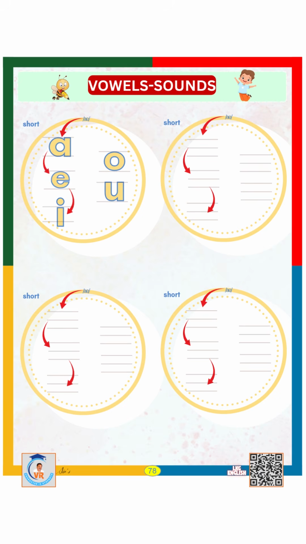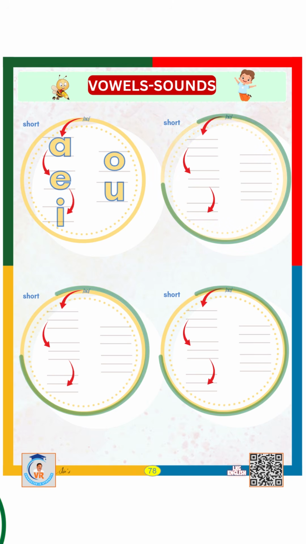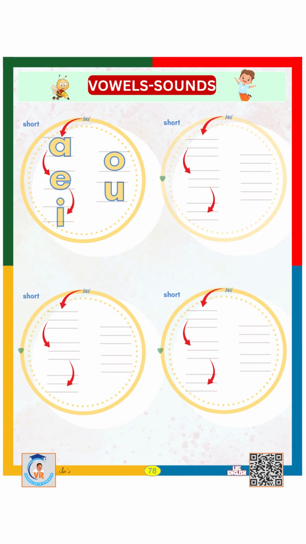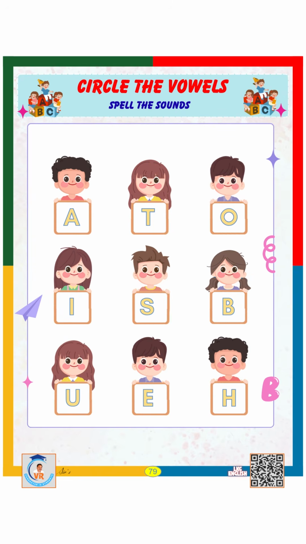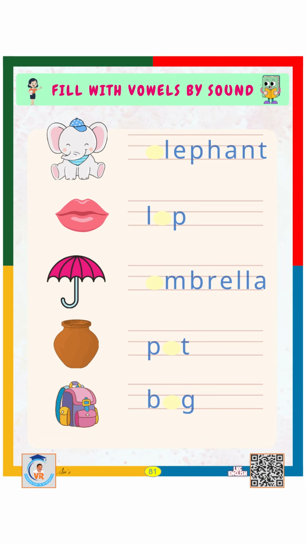A for A, E for E, I for I, O for O, U for U is shown. Blanks are given to write and spell the letters, their sounds. Asked to circle the vowels. Vowels filling by their sounds.